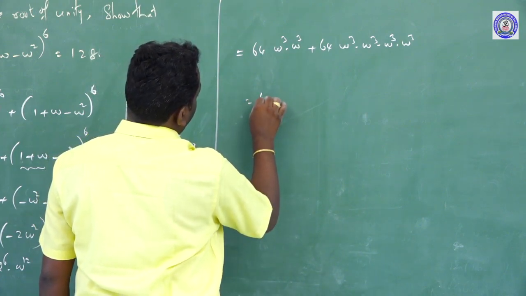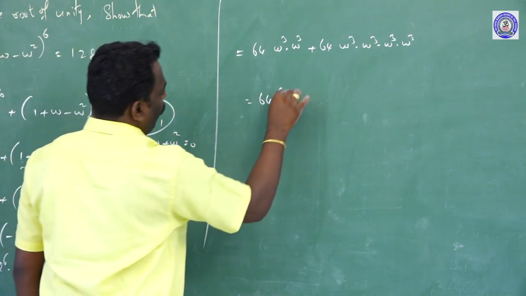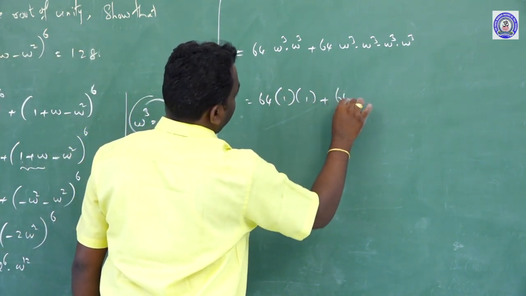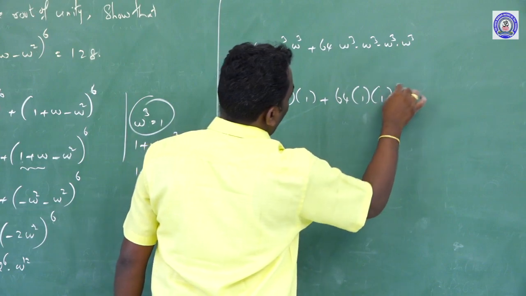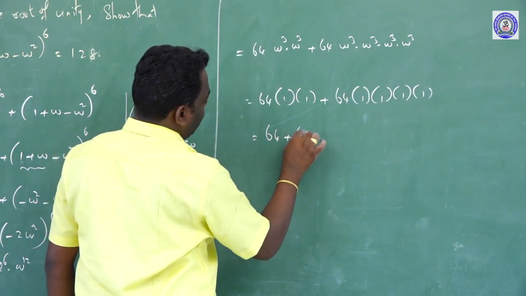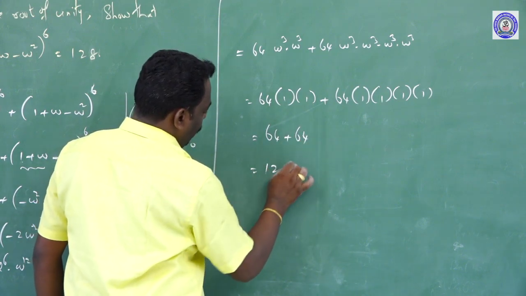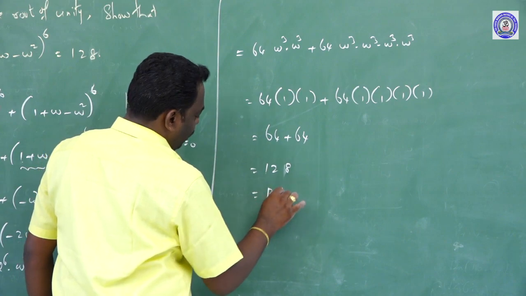Therefore 64 into omega power 3, that is equal to what? It is 1. Therefore 1 into 1 plus 64 into 1 into 1 into 1 into 1, that is equal to 64 plus 64, and that is equal to 128. That is our right hand side of this equation.